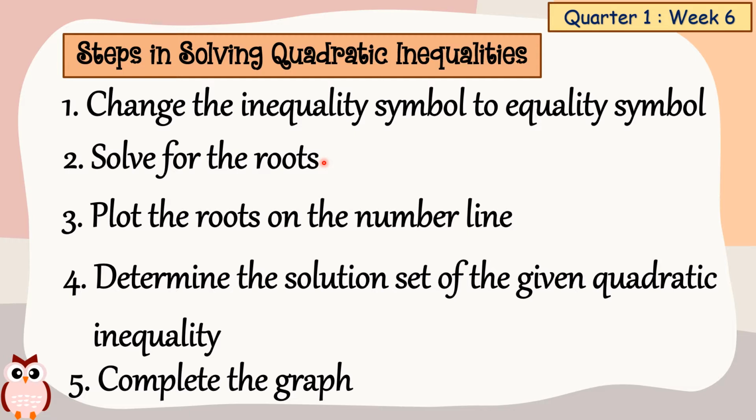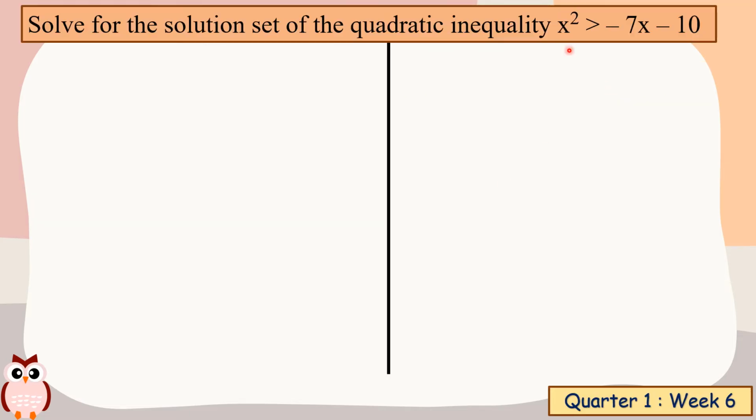And then, after we solve for the roots, we're going to plot the roots on our number line, okay? Then, after plotting the roots on our number line, we will determine the solution set of the given quadratic inequality using our test point x is equal to 0. Then, we will complete our graph for us to finally solve our given quadratic inequalities. Now let's have the first example.